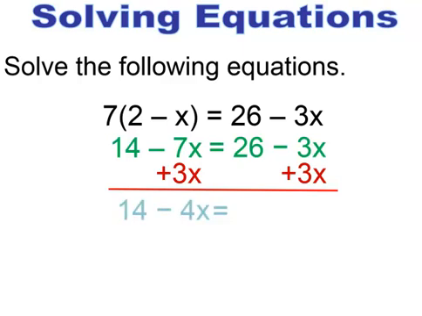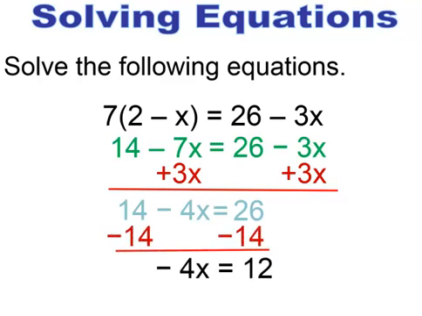But be careful here, because I have a negative 7x plus 3x, which is going to give me a minus 4x, equals 26. And now I have a two-step equation. I'm going to subtract the 14, and I'm going to be left with a negative 4x equals 12, and I'll divide through by a negative 4, and my answer is x equals a negative 3.